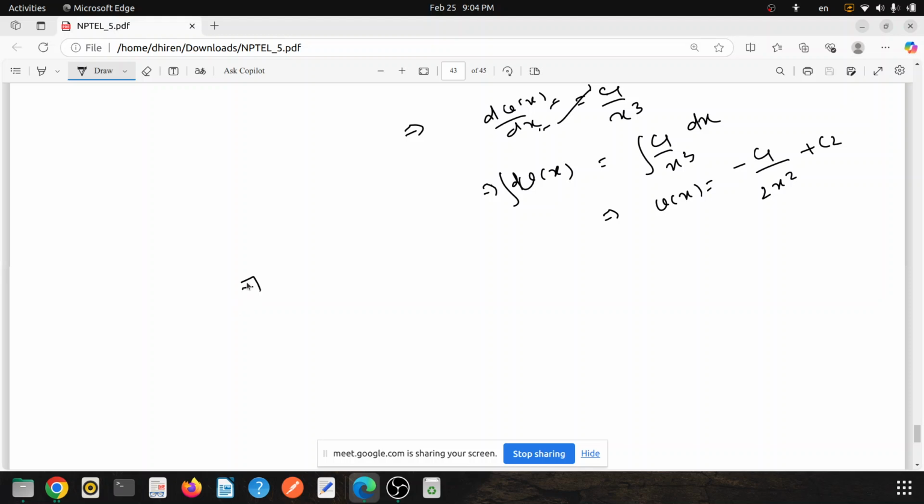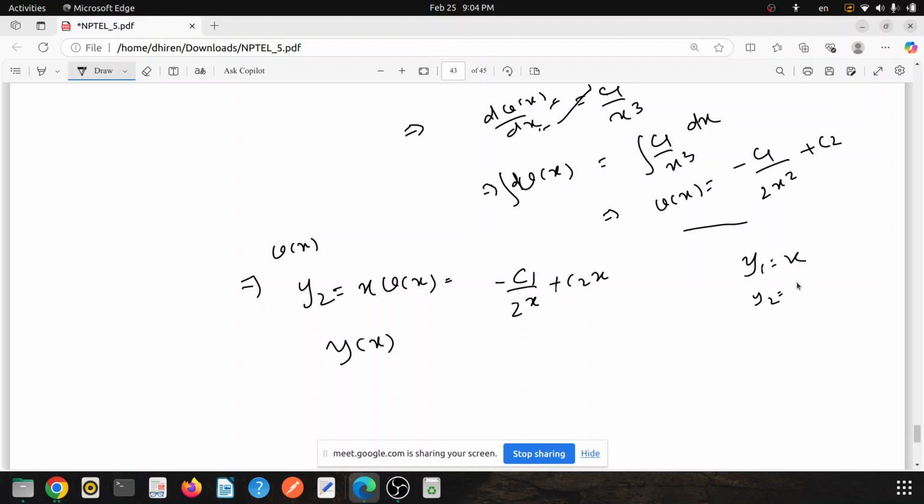So next, we got the form of v(x). As you know, y2 is equal to x v(x), so you can substitute there, that's minus c1 by 2x plus c2 x. So the most general solution is, first you take the solution by inspection, y1 is equal to x, then you put y2 is equal to x v(x). As I said, there is no particular generalized solution for this kind of differential equation, so you need to do this kind of procedure. So here y(x) is minus c1 by 2x plus c2 x.